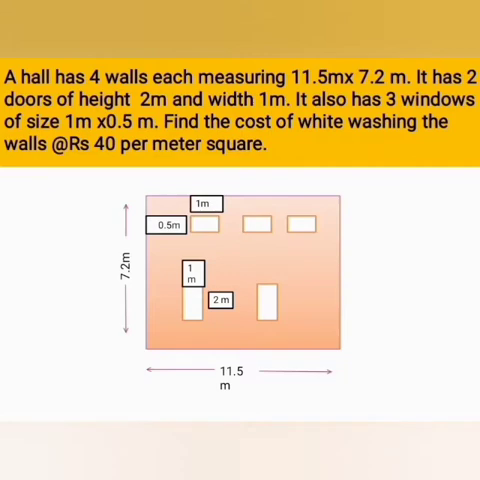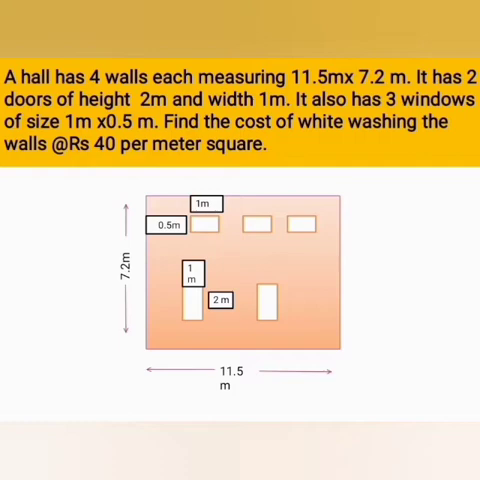Let's start with one example. A hall has 4 walls, each measuring 11.5 meters multiplied by 7.2 meters. It has 2 doors of height 2 meter and width 1 meter. It also has 3 windows of size 1 meter multiplied by 0.5 meter. Find the cost of whitewashing the walls at the rate of rupees 40 per meter square. Here we are going to find the area of 1 wall, then the area of 4 walls, then the area of 2 doors and 3 windows. After that, we are going to find the area to be whitewashed and the cost of whitewashing.